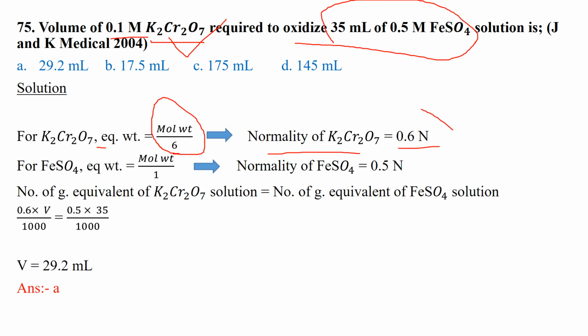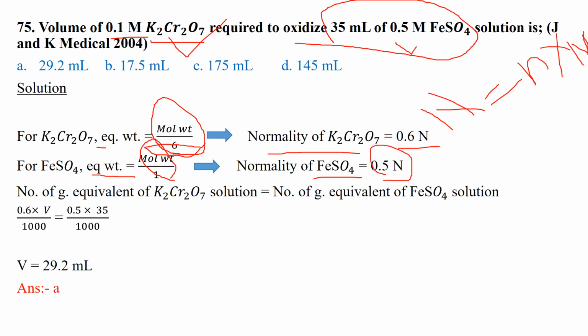So we have already discussed normality is equal to n factor times the molarity, right? What is the value of n factor? 6. The normality will be 0.1 into 6. In case of ferrous sulfate, molecular weight by 1, so 0.5 molar will be equal to 0.5 normal.